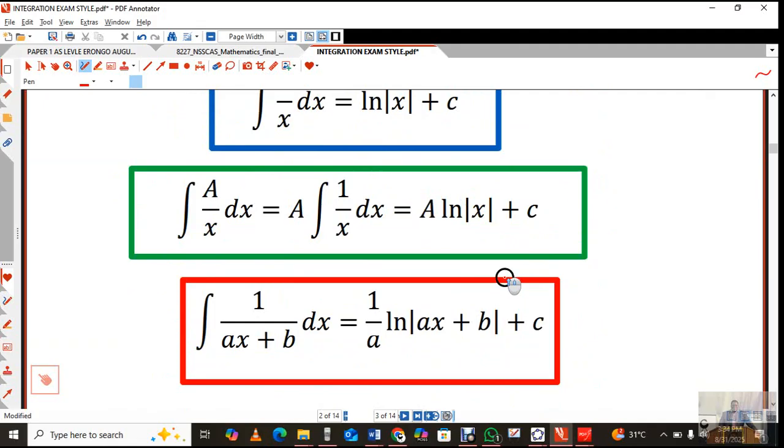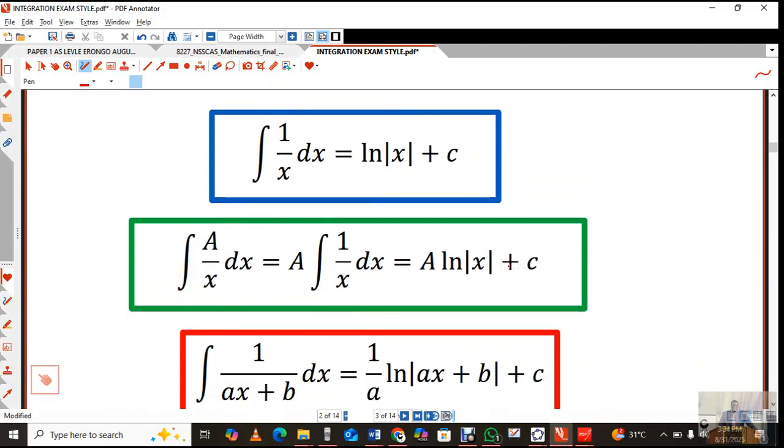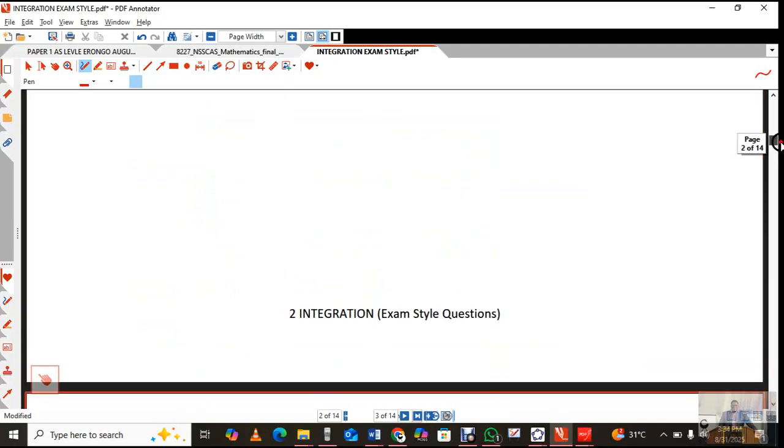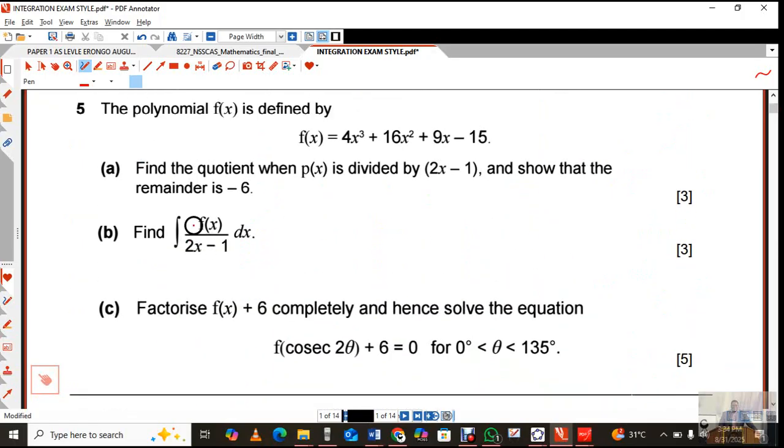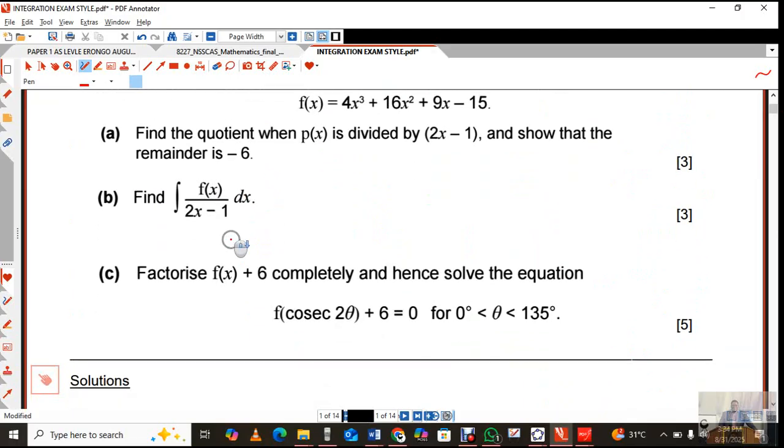Now, essentially I am just deviating a little bit, because if you look at question 2 of the same, we now have to integrate. Can you see that? And because we have to integrate, I just want to show you how we're going to integrate that.